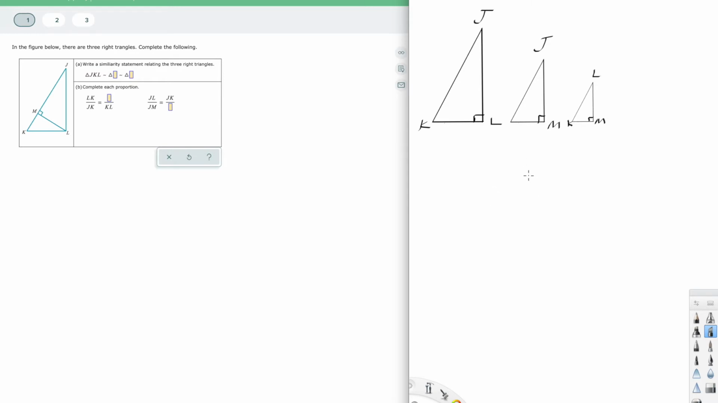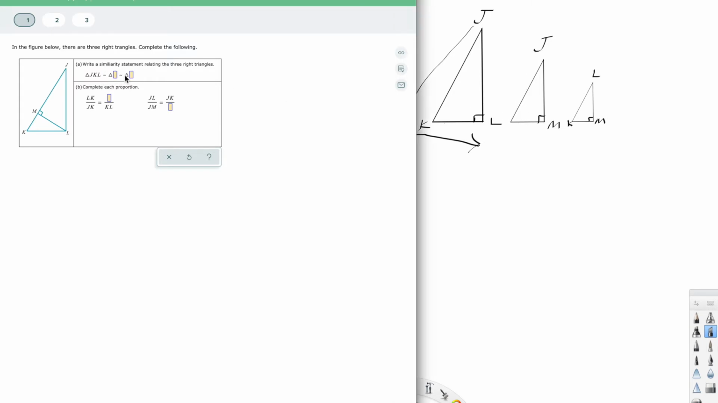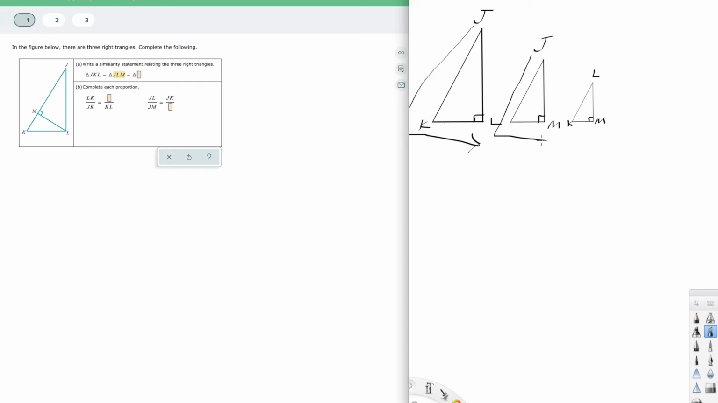So now that I have them written out in this way, I can go through and start to say J, K, L. So I went in this direction. I went down to the K and over to the 90, which is L. So I'm going to go J, L, M for the next one, because I'm going to go down and over. And then I'm going to do the same thing for this one. L, K, M.